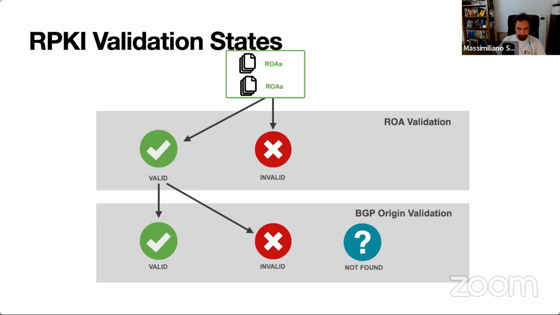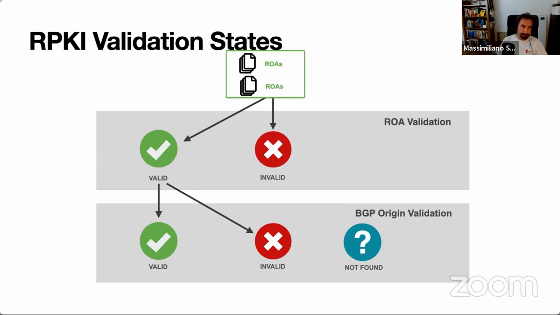And we have three states. The first one is not found, where if we don't have a ROA covering the address space we're looking at, we have no way of defining if it could be valid or invalid. So we define it as not found. But if instead we have a ROA covering the address space where we received an update for, we check if the ROA matches the data we received. So if the origin ASN is the same, if the prefix length is the same, if the max length covers the announcement that we're looking at, and everything matches, then the BGP origin validation status becomes valid. If there is something that is not right, then it becomes invalid.